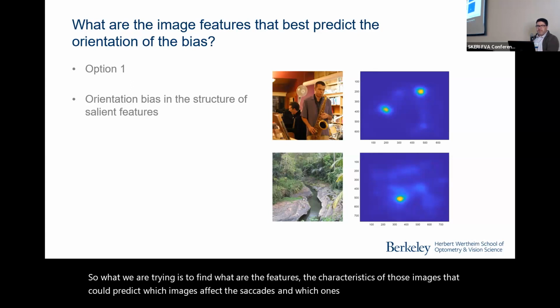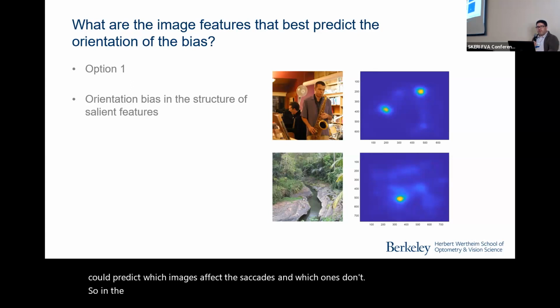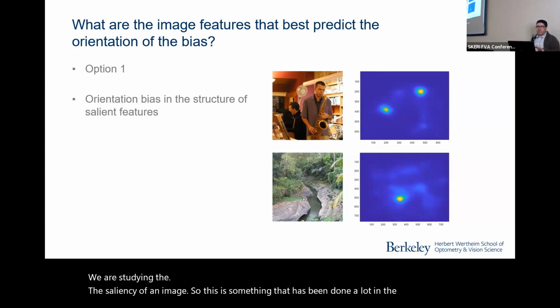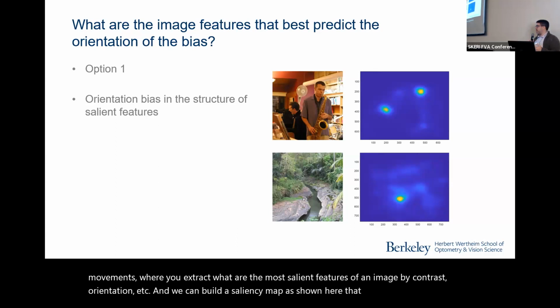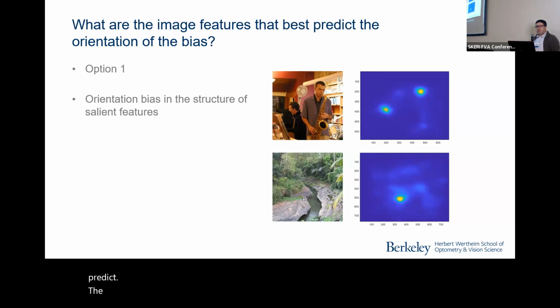So in the first option that we thought of, we are studying the saliency of an image. This is something that has been done a lot in the field of eye movements, where you extract what are the most salient features of an image by contrast, orientation, etc. And we can build a saliency map, as shown here, that essentially would predict the positions in the image where it's more likely to fixate.